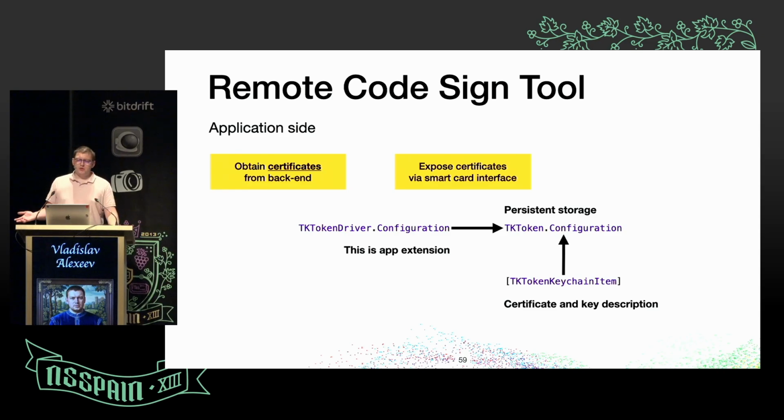So token configuration can be thought of as persistent storage. And it's good because it's actually persistent. Like when the app quits, those are persisted. When the system reboots, the smart card is persisted. When the user logs out or logs in, everything is persisted, which is nice.